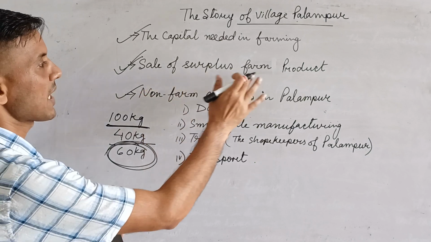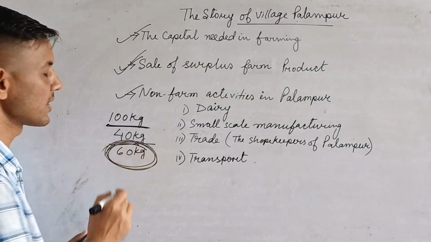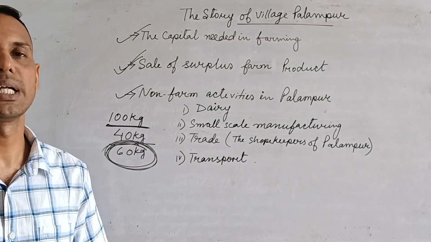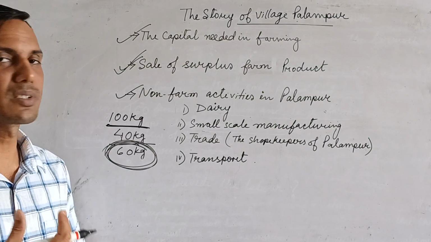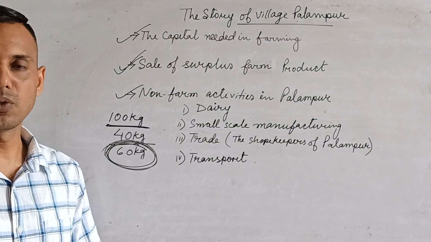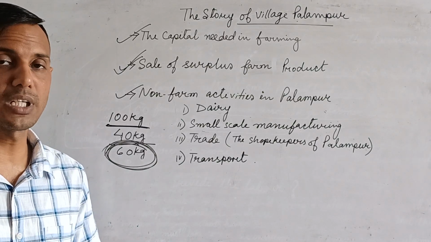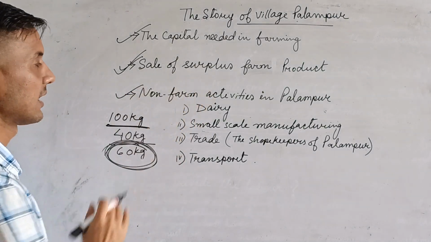So, sale of surplus farm product. Surplus means what? The rest amount which is not for your self-consumption and you are ready to sell in the market. This is the surplus product. So when you can use this modern technique, then you can produce more and it will give you more production, so that you can sell in the market. So surplus product. Is it easy?